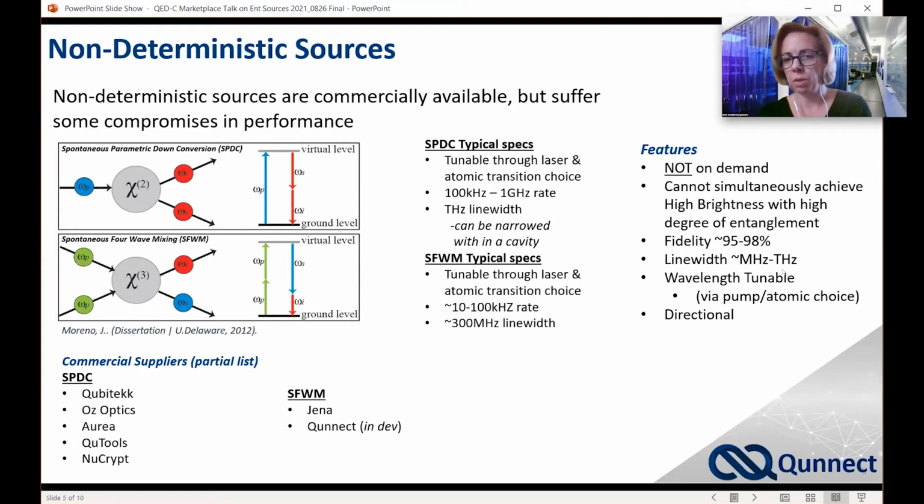Again, the line widths are sort of all over the map depending on how you're generating the photons, but they are wavelength tunable and directional. And again, on the commercial supplier point, this is by no means a full list, it's just a partial list, but you'll notice a lot of suppliers of SPDC, including Qubits, that we'll hear from later. Qunnect is in the category of four-wave mixing.